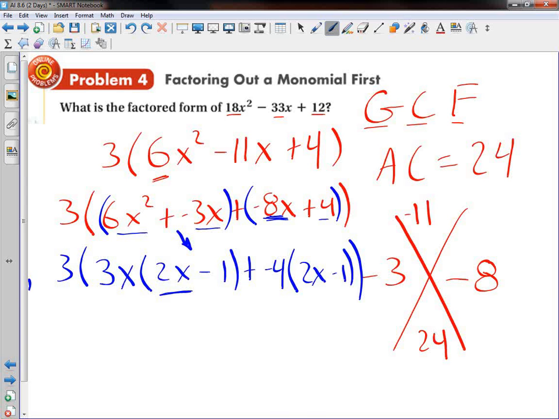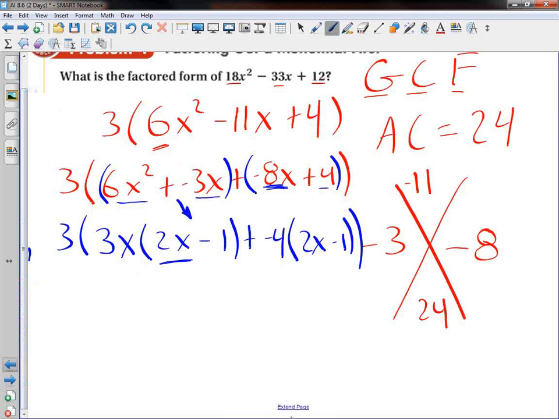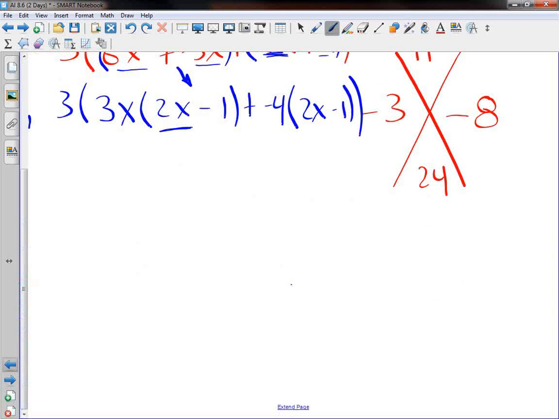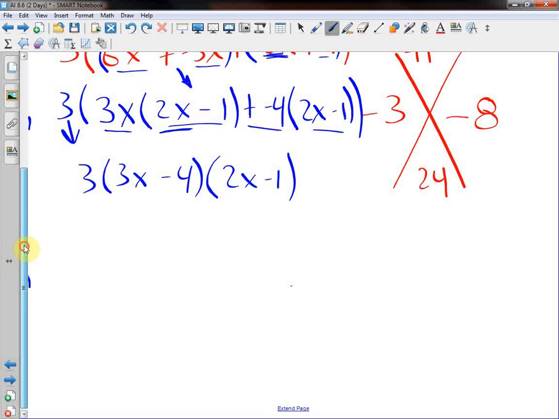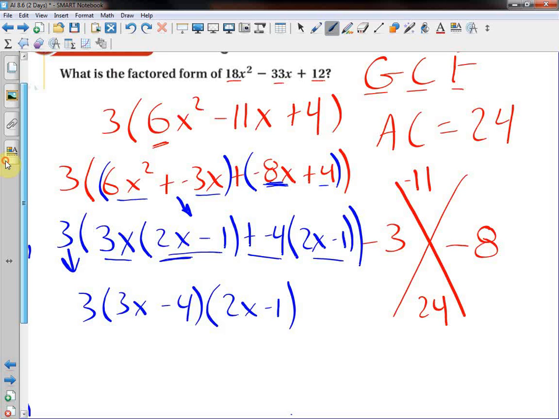So our inside parts are the same. It's time to rewrite those together. It's time to rewrite our first one, which is 3x minus 4. And also, that 3 is still taking the free ride all the way down. So this is the factored form of this.